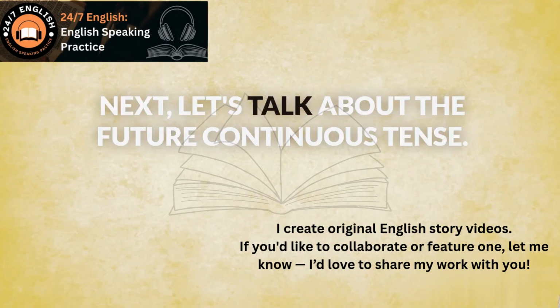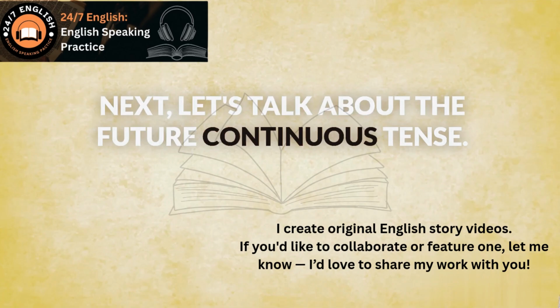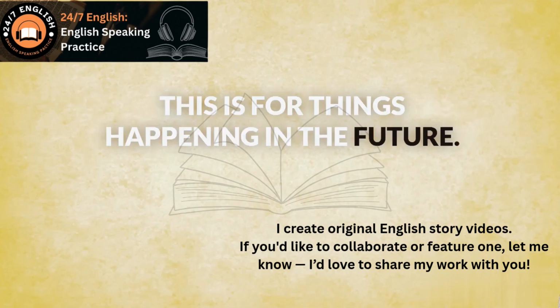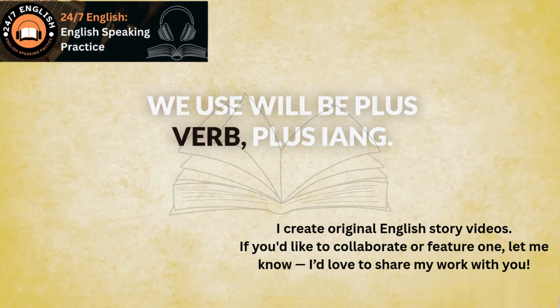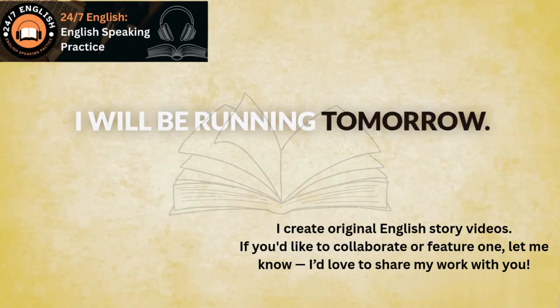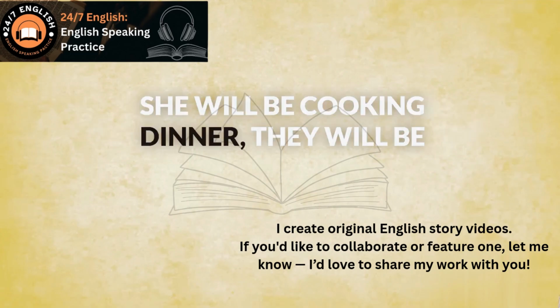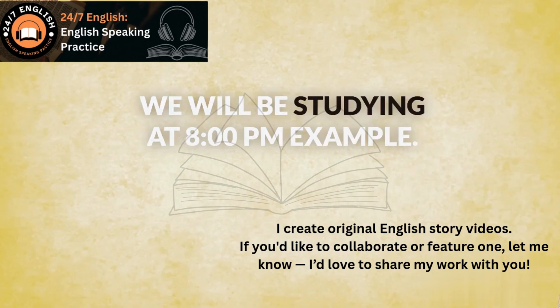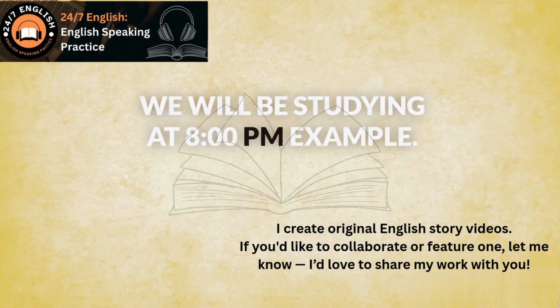Next, let's talk about the future continuous tense. This is for things happening in the future. We use will be plus verb plus ing. I will be running tomorrow. She will be cooking dinner. They will be playing football. We will be studying at 8 p.m.